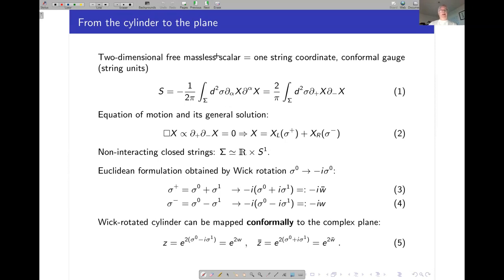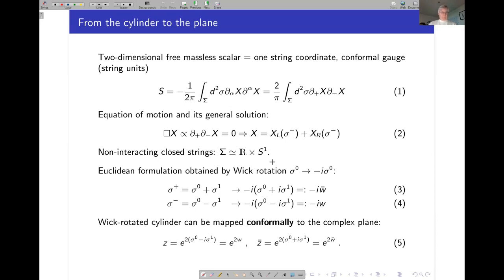And we can write it down in various coordinates. We have our coordinates sigma 0 and sigma 1, where one is time-like, the other space-like. But sometimes it's useful to use the light cone coordinates. So I give you in Formula 1 both for reference. And then here I gave you as a reference the equations of motion.